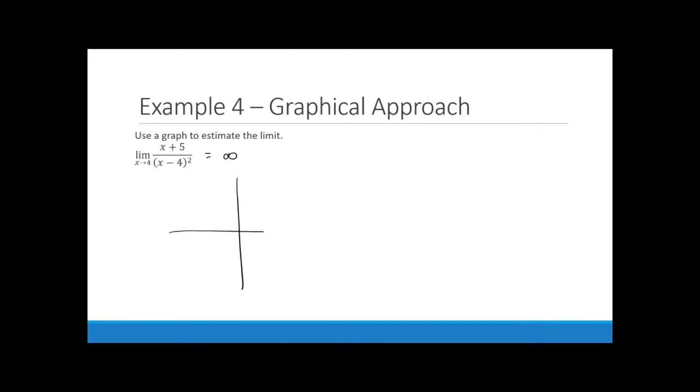And I can even do a little sketch here. So we've got basically a vertical asymptote here at 4. It looks like this. It's a really terrible sketch, but you can see that we're going up towards infinity as we head towards 4 from either direction.